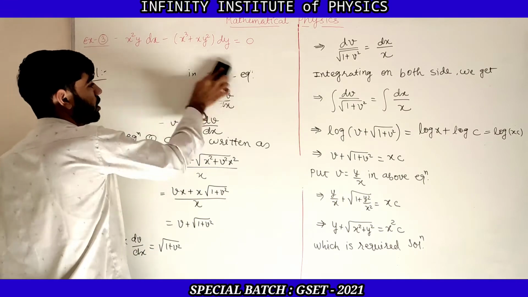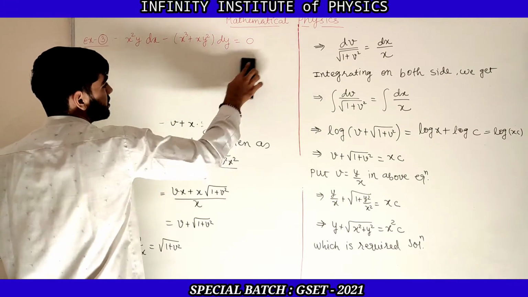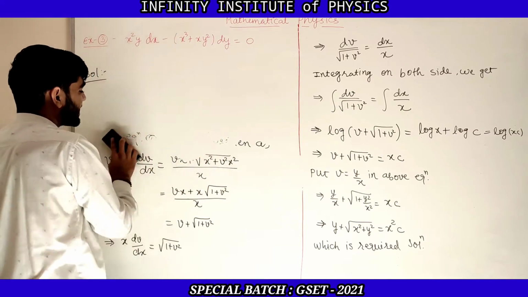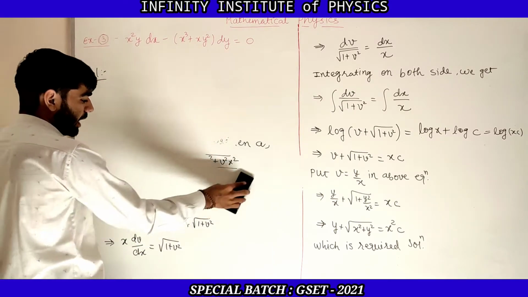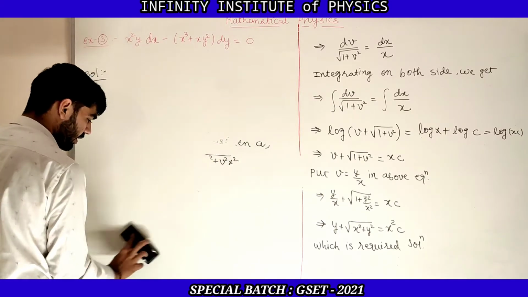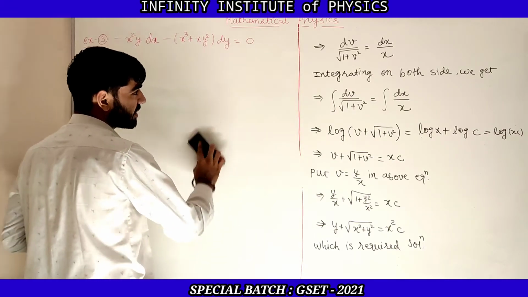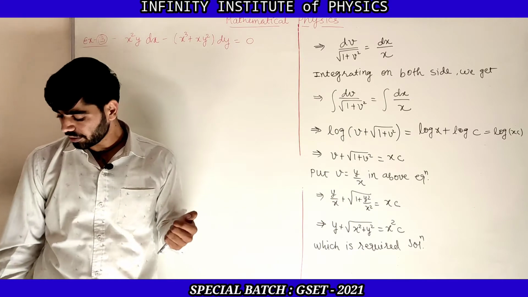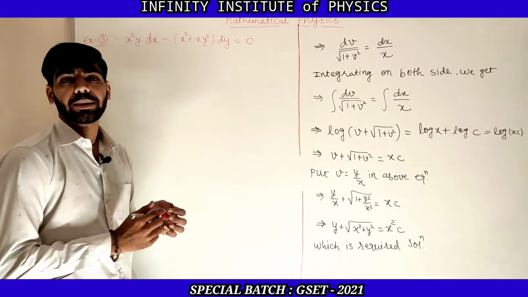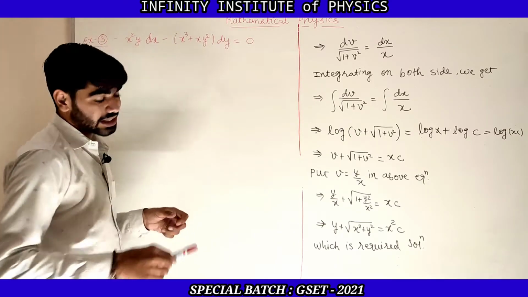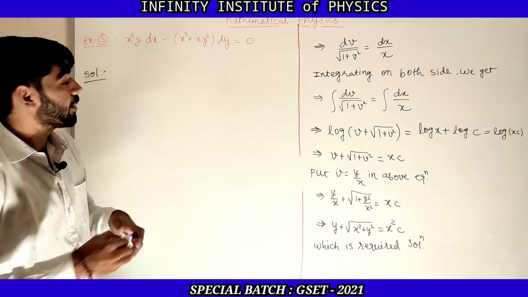So again, this given differential equation is in the form of M dx plus N dy, where M and N both are functions of x and y. First of all, we need to convert this given differential equation into the form dy by dx is equal to M by N.